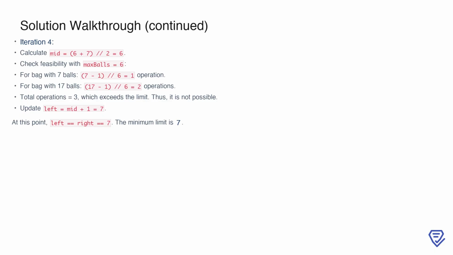This means the limit of 6 is not feasible, so we adjust the lower bound, left, to mid plus 1, which is 7. At this point, the bounds converge at 7, indicating that the minimum possible limit for the maximum number of balls in any bag is 7.